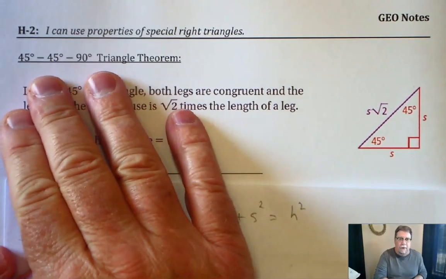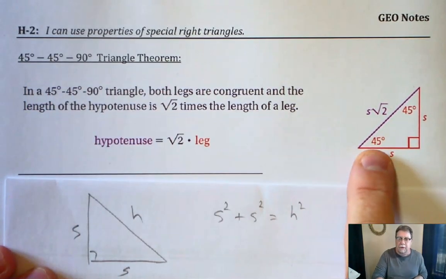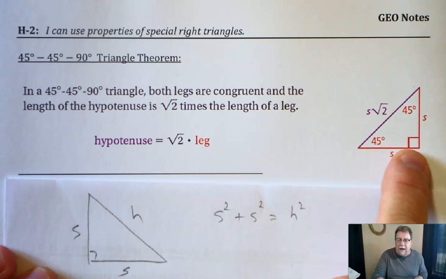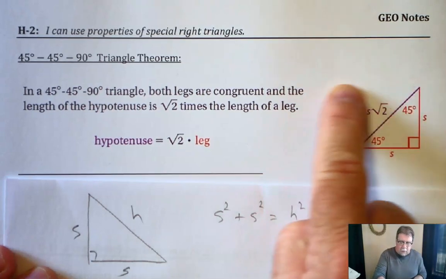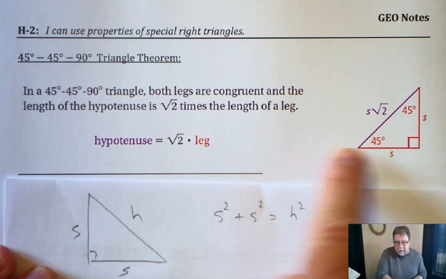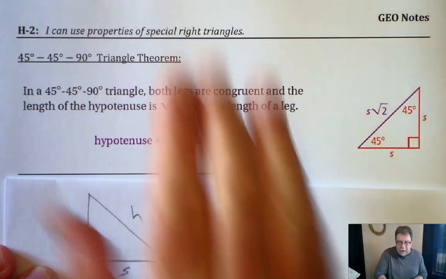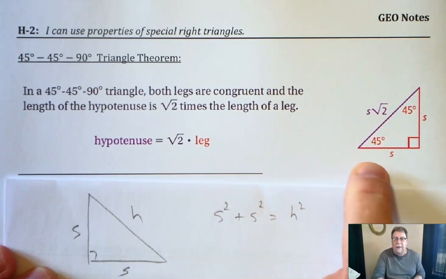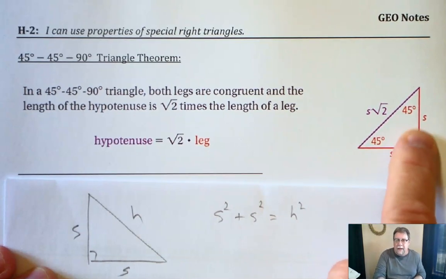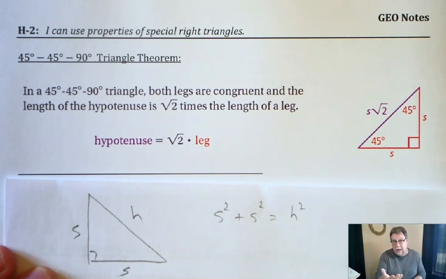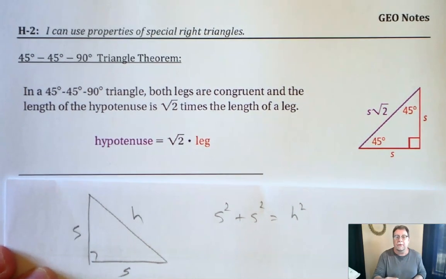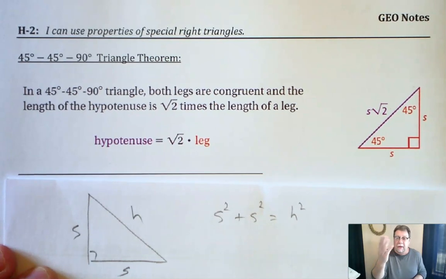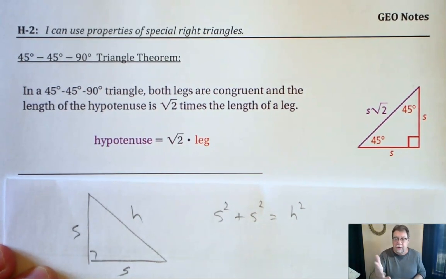A 45, 45, 90 triangle is one in which we have two 45-degree angles and a 90-degree angle. If you think of this as a square cut in half through the diagonal, you can throw that half of the square away. We have basically our 45, 45, 90 triangle. And so the two legs would be the same length, because if it was two sides of a square, s and s, the length of the diagonal would be s times radical 2. Now, we can memorize that, or we could use the Pythagorean theorem.